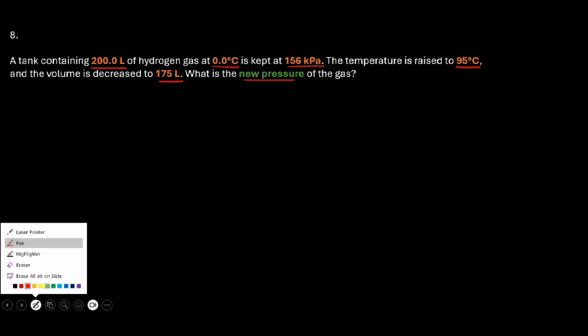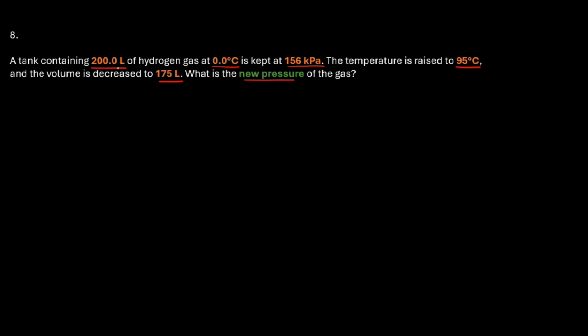So let's write down what is given. I have 200 liter of hydrogen gas, which is the volume of the gas. I will write it as V1, 200 liter. Then hydrogen gas is at 0.0 degrees Celsius. This temperature in Celsius, I will convert it to Kelvin. So I will write T1 equals 0.0 plus 273 to convert into Kelvin.